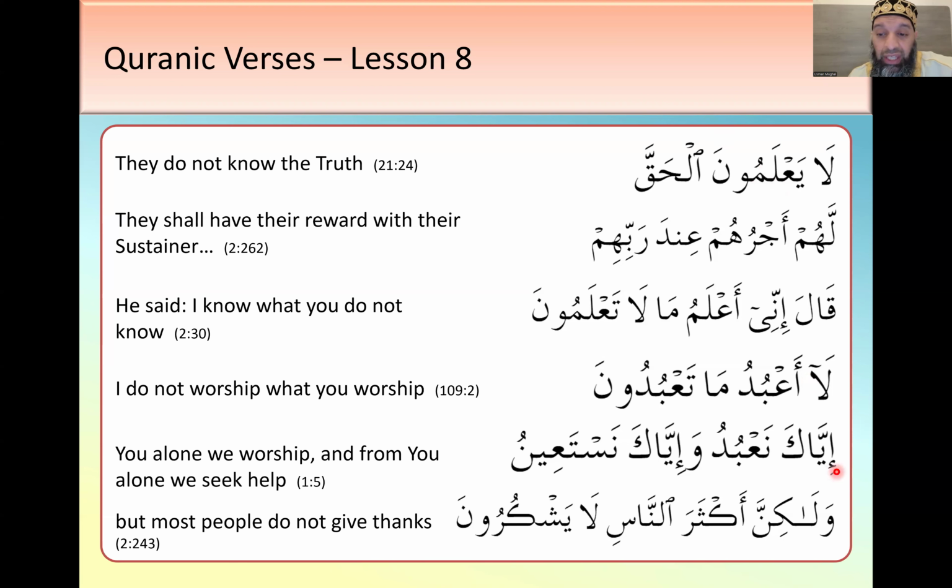Iyaka. It means only you. You alone. The ka is for Allah subhanahu wa ta'ala. Iyaka. You alone. Na'budu. Abada means to worship. And na'budu means we. Exactly. It's the we. So only you. You alone we worship. Wa iyaka, and only you.